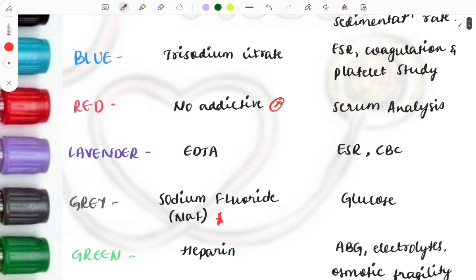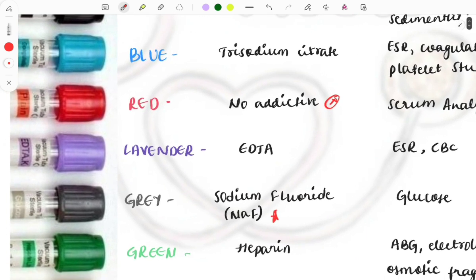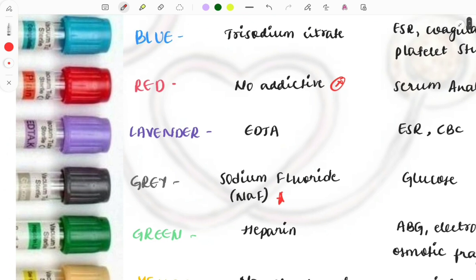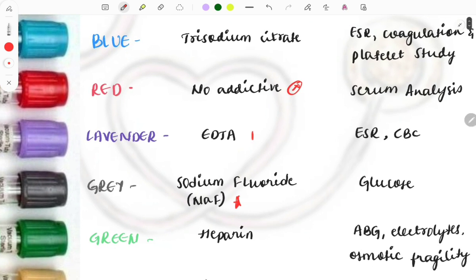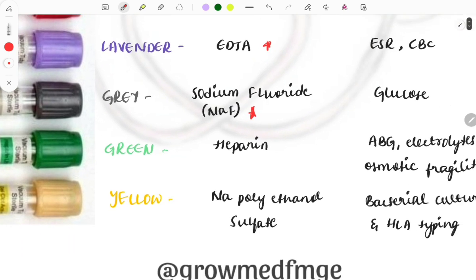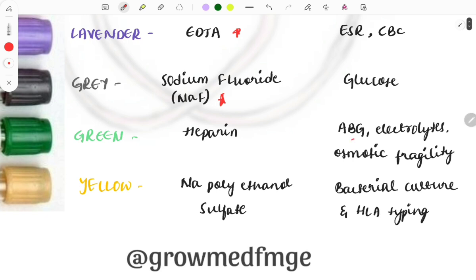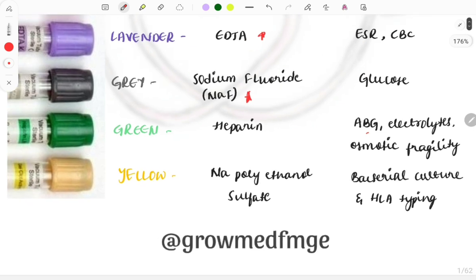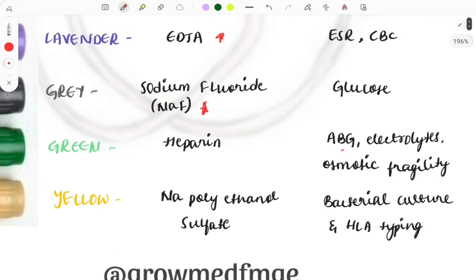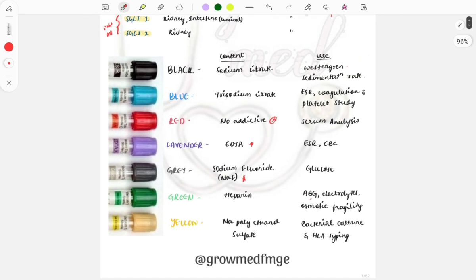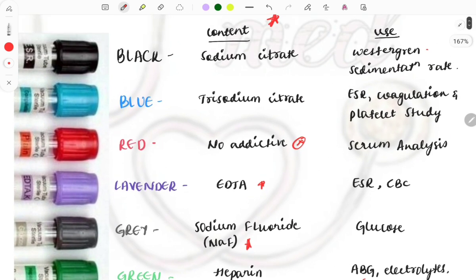So all the serum electrolyte analysis is done in the red. Then lavender, EDTA is the content, and this was also a PYQ, and ESR and CBC we will be doing it. Then gray has sodium fluoride, estimation of the glucose. Green has heparin, for the ABG, electrolytes and the osmotic fragility. And then the yellow one, the content is sodium polyethanol sulfate, and bacterial culture and HLA typing is done using this vacutainer.